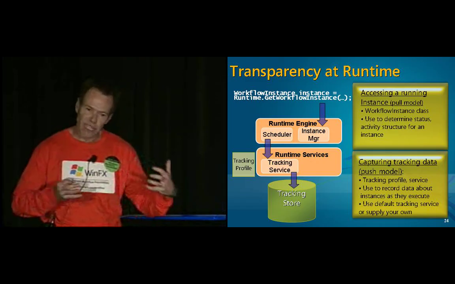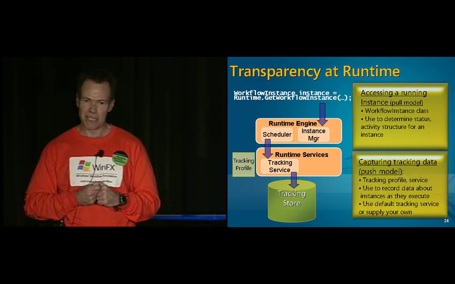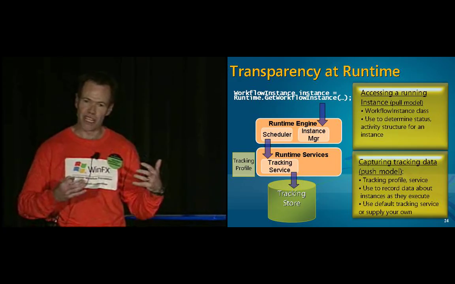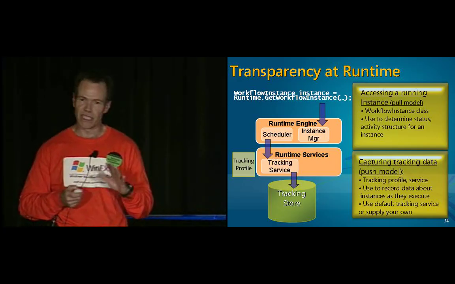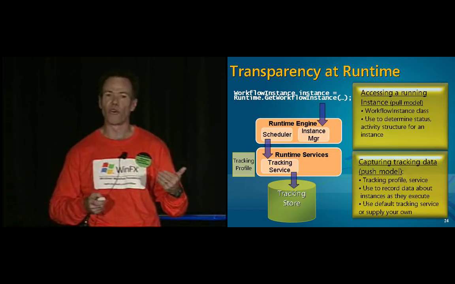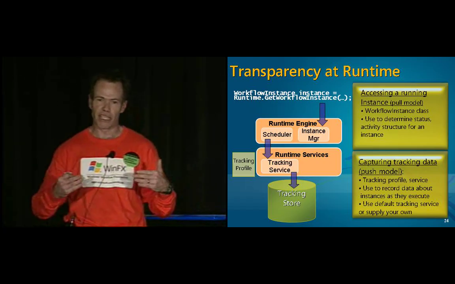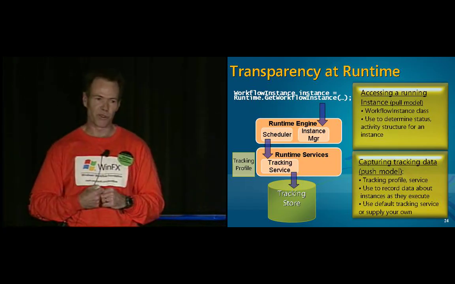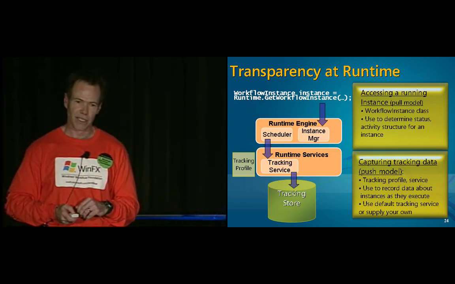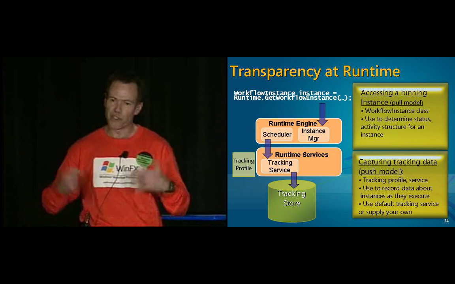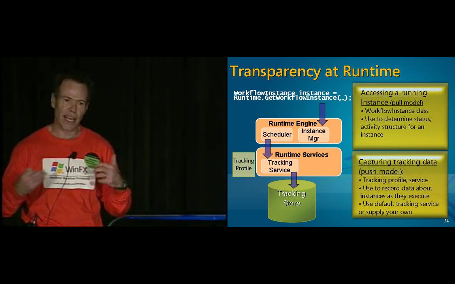This is also a way you could invoke a dynamic update: I can make some changes to that instance and commit those changes. So this is really what we would call a pull model. If I've got some logic and I know that I need to look at the status of a workflow at a particular point in time, there are APIs you can call to do that. The other way to do it is more of a push model, and this is what we call tracking.